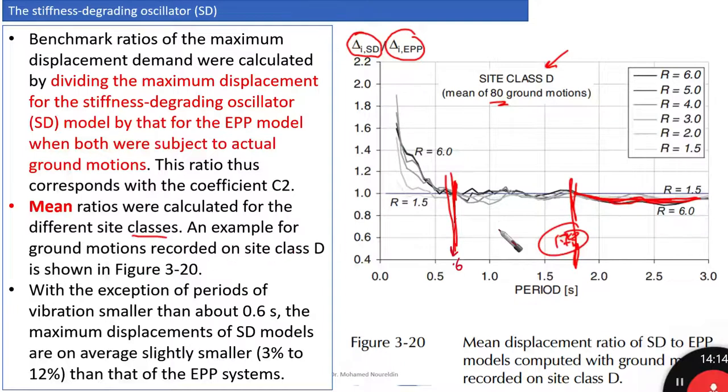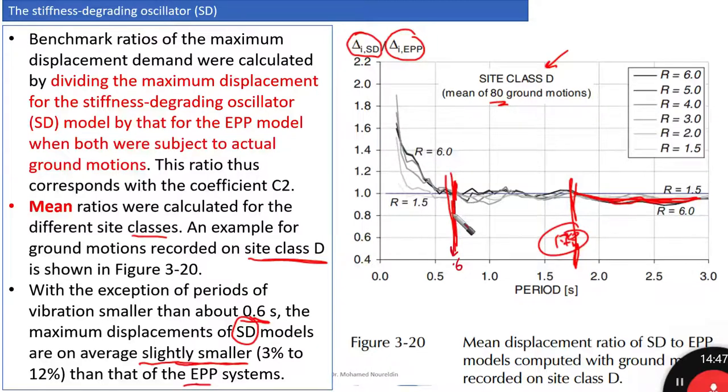An example, okay, for ground motions recorded on site class D, this is only an example, as I said, is shown in this figure. With the exception of periods of vibration smaller than 0.6 seconds, this part, it means the maximum displacement of SD, the stiffness degradation models, are on average slightly smaller, from 3% to 12%, than that of the EPP system.